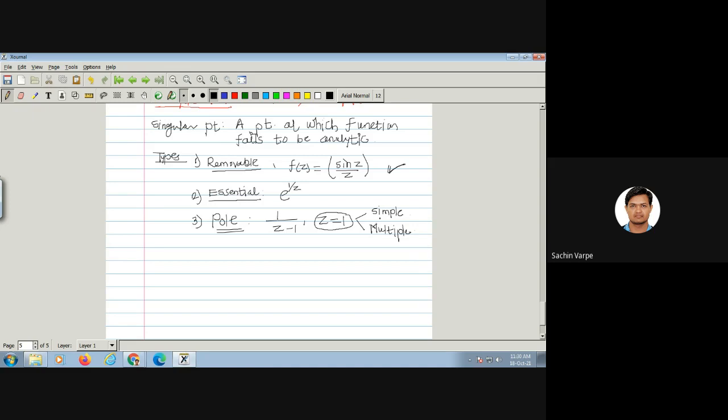So what is meant by simple pole and what is meant by multiple pole? Simple pole means a pole of order 1, and multiple pole means a pole of order greater than 1. So what do you think here? Z equal to 0, z equal to 1 is a pole of order 1 or greater than 1?